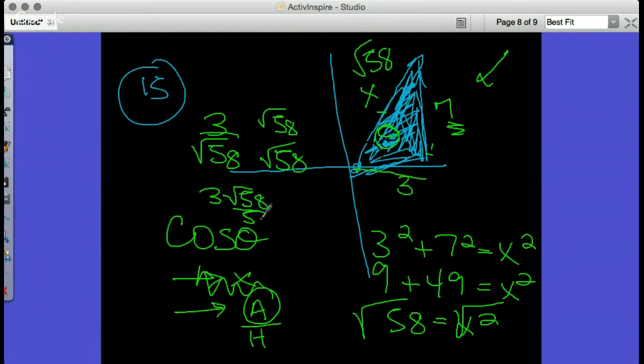over 58. I hate the fact that this is live and I can't delete this. They said something bad. Oh, they thought I swore or something? I didn't know what you said. I've done that on accident too. Not purposely, but it sounded like that. But 3 root 58 over 58. Are you good there? Are we good on that? Okay.